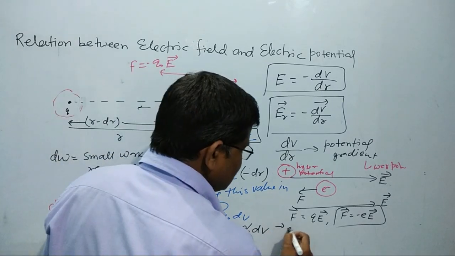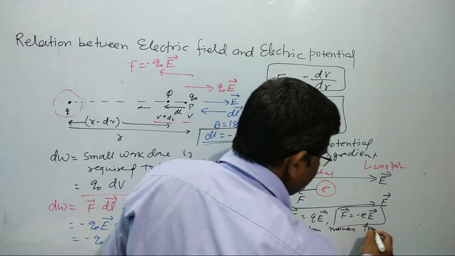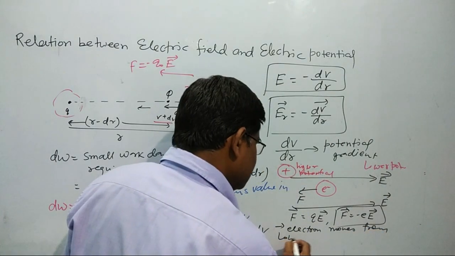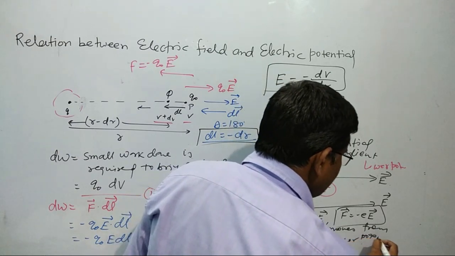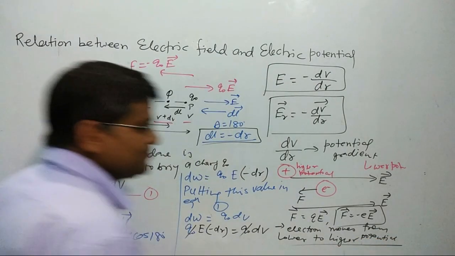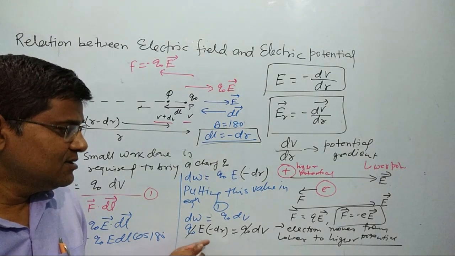Then write: electron moves from lower to higher potential. Lower to higher potential. This is very important to explain the current electricity chapter.